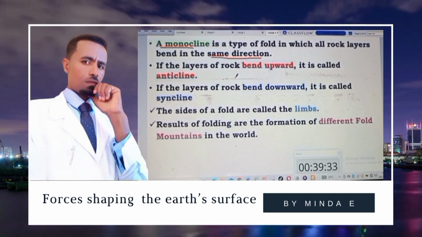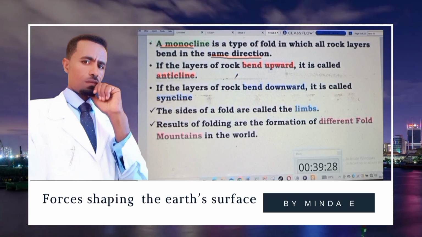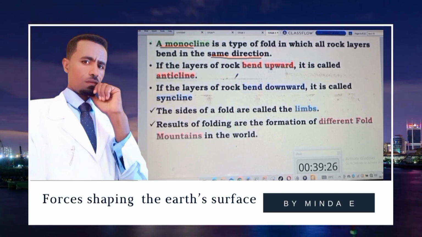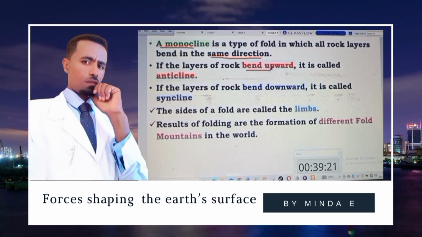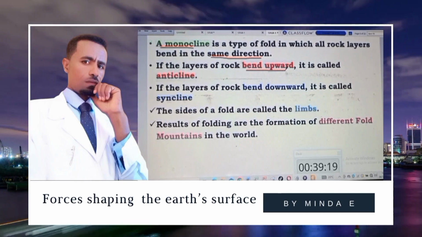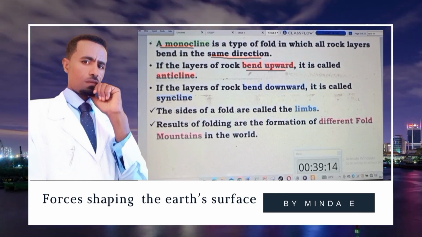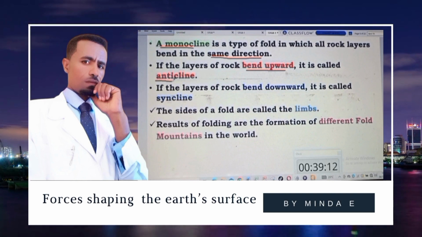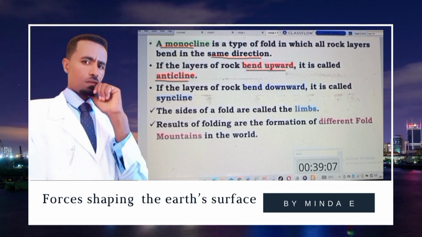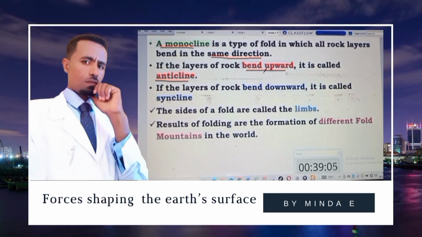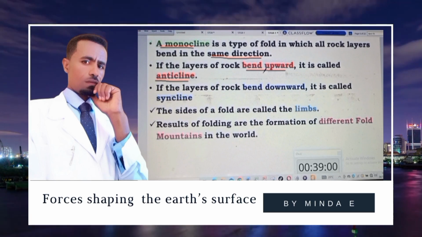Another folding type is upward bending. When the rock layer bends upward, the folding is known as an anticline fold. Anticline folding. Therefore, this is one type of folding: bending upward, or anticline fold.